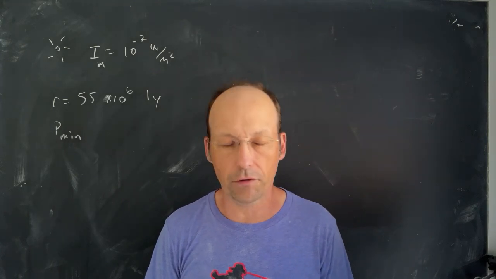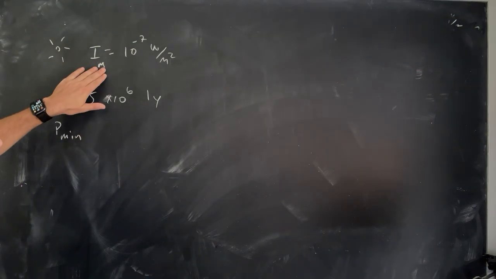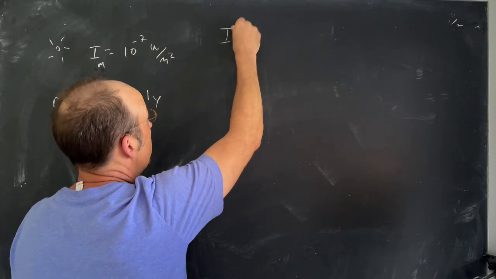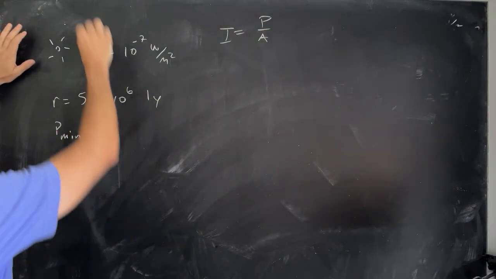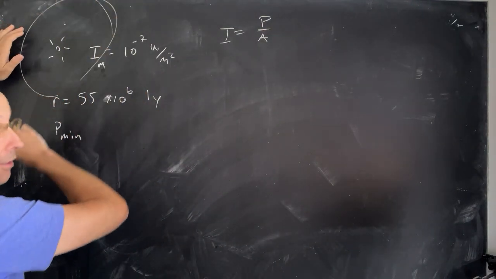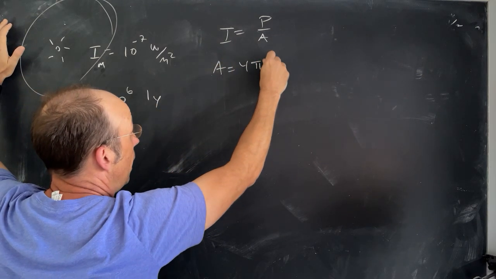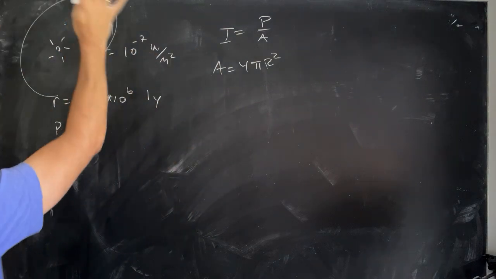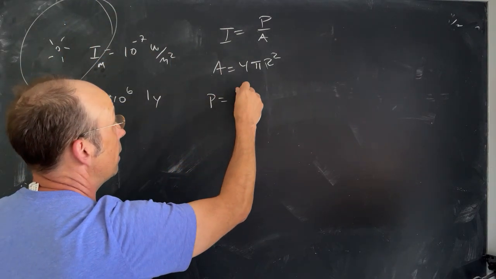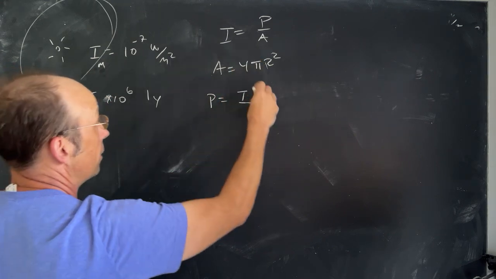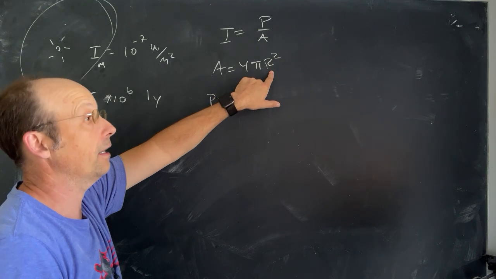Okay, this isn't too difficult of a problem, but it's kind of fun, and there are some unit conversions. So I know the minimum intensity. Remember, intensity is power over area. If I have a star right here producing a power, that power is spread over the area of a sphere, which is 4 pi r squared. So I want to calculate the power. The power is going to be the intensity times the area, which I'd calculate right there. Now the one thing I do have to do is find the distance.